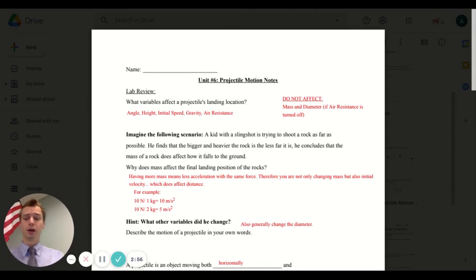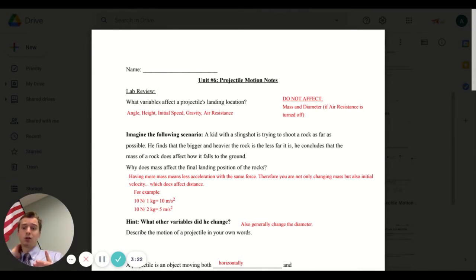We really have to think back to Newton's second law for this one. Having more mass means that you have less acceleration if you're pulling with the same force. And in this case, if I pull the slingshot back the same amount, I'm applying the same force to those rocks, right? So if I have a rock that is less massive, and I apply the same force to it, it will have more acceleration, therefore it's going to go farther, right?